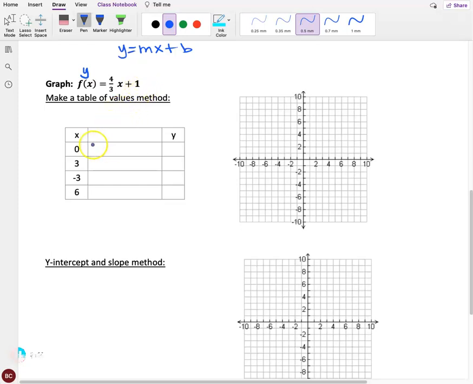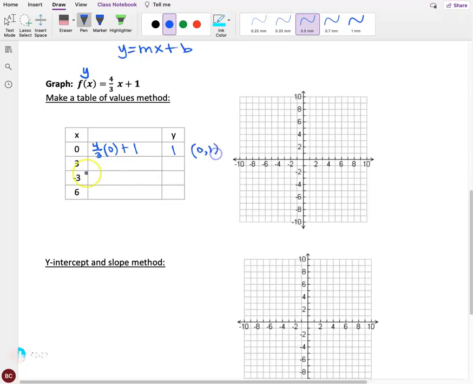Okay, so let's just put these in really quick. I left this space here in the middle so I could show you some work of what I'm doing. I take that 4/3 and times it by 0, and then add 1 to it. Well, 0 times anything is 0, plus 1 is 1. So I just found one ordered pair: (0, 1).